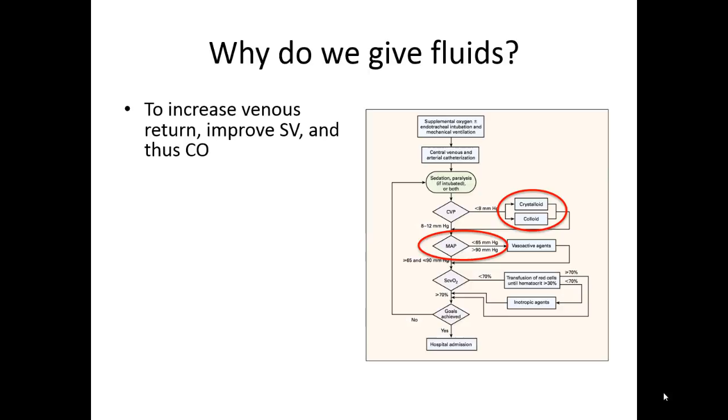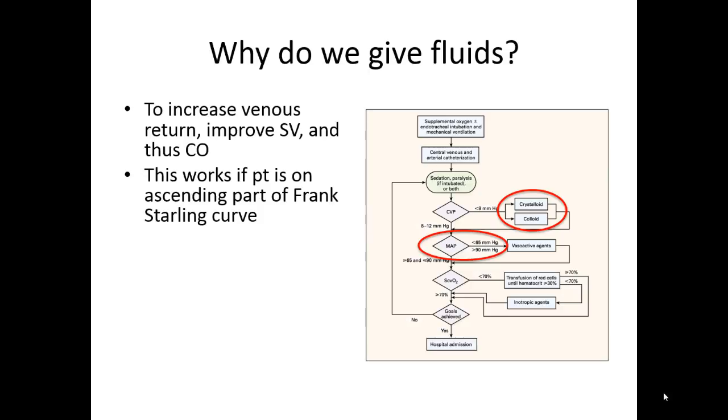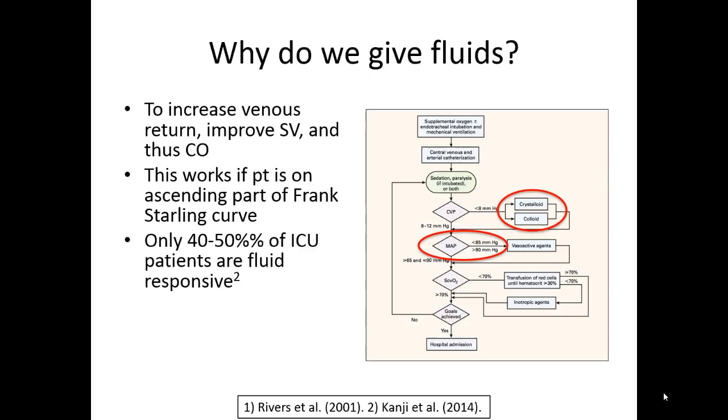The idea being that by administering fluids, you'll improve venous return, thus stroke volume and cardiac output. So this assumes that the patient is on the ascending portion of the Frank-Starling curve. If they're not, or they're not fluid responsive, then you're not going to improve their stroke volume, you're not going to improve their hemodynamics. So the trick is identifying those patients. There's a lot of literature out there on this question. About half of ICU patients will fall into that category. So the practice of giving a fluid challenge and figuring it out afterwards is going to have deleterious effects in half your patients.